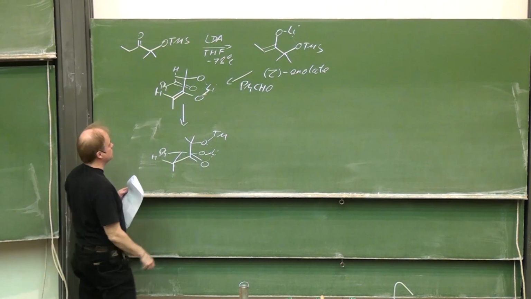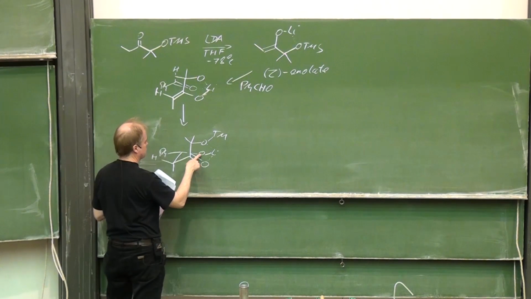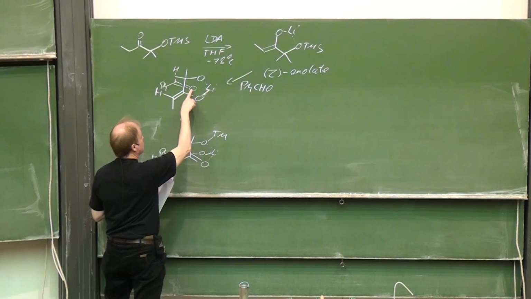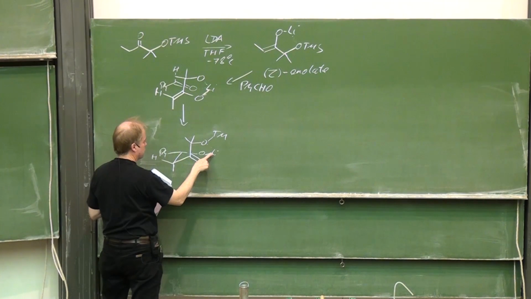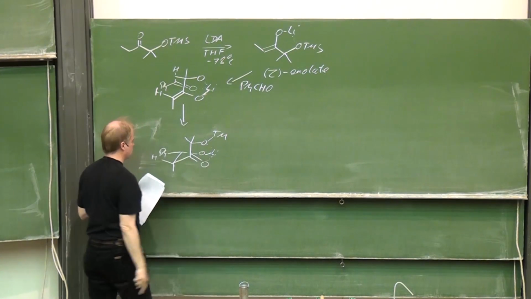Now the lithium is bound to this oxygen. From the carbonyl it changed to become the alcoholate, and the lithium is still chelated by the other two oxygens.